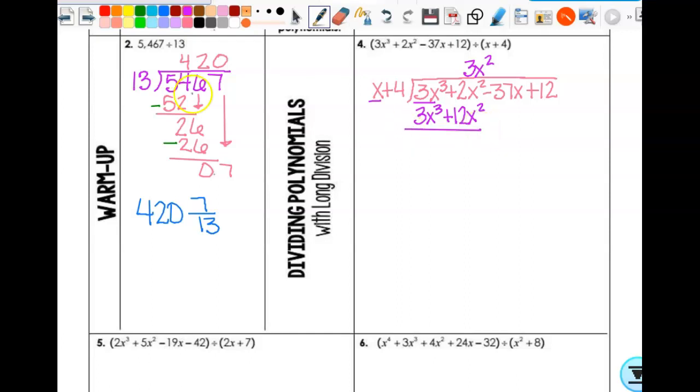Then once we got the 52 over here, we subtracted it, right? This is 2 terms, so I would have to subtract the entire thing, which we can make it look like that, or we can do it a little bit differently. When we do this, we get 3x cubed minus 3x cubed, that zeroes out. 2x squared minus 12x squared is what? Negative 10x squared. And then I bring down my negative 37x.